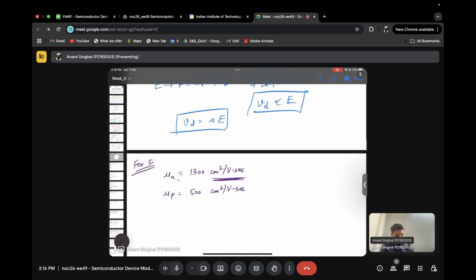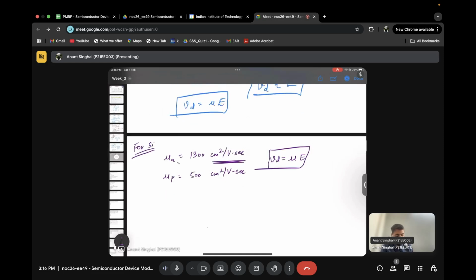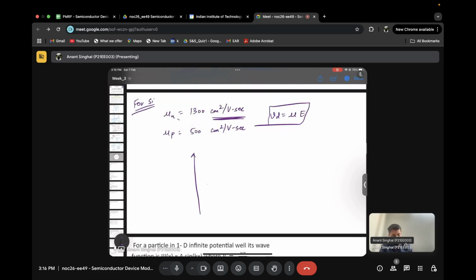So now as you can see, what do we have? Vd is equal to mu E. So let's try to answer this question. Let's say I want to plot the drift velocity as a function of electric field. So what do you think the nature of this plot would be?